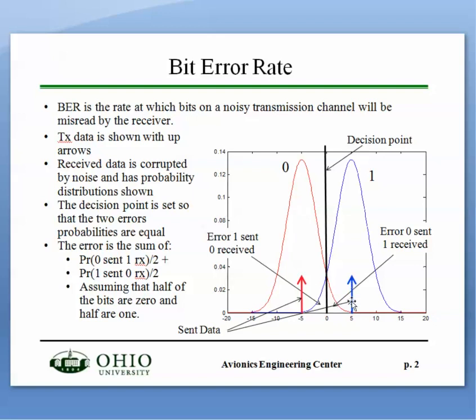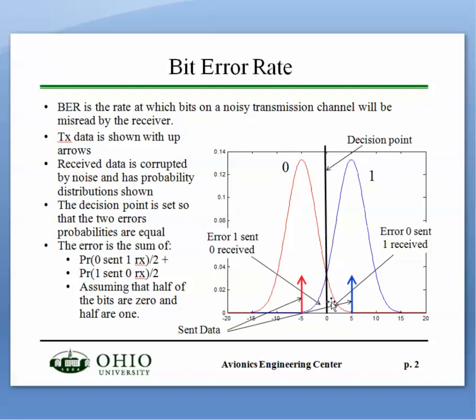Same thing if I send you a 1, I'm going to send you plus 5 volts, and what you're going to receive is something from minus 5 volts to say 15 volts, and you're going to have to decide on the receiving end whether that was a 1 or a 0. And so you can argue with yourself a little bit if you like, but basically it boils down to if this area is equal to this area, then that's about the best decision I can make, right?